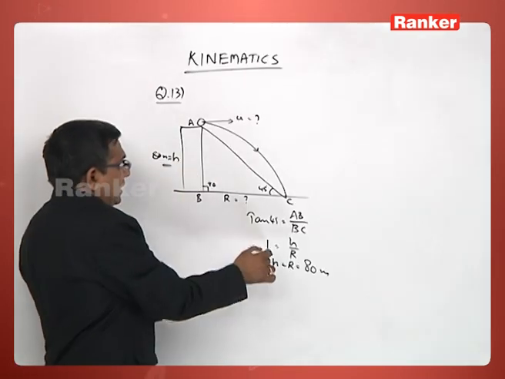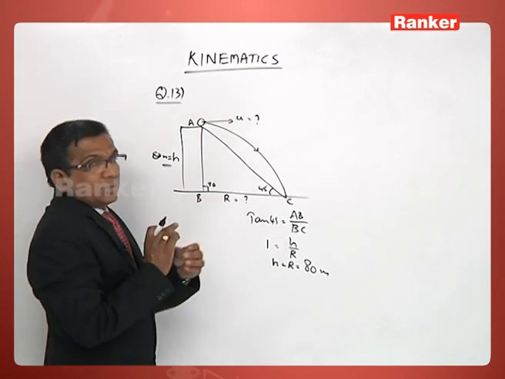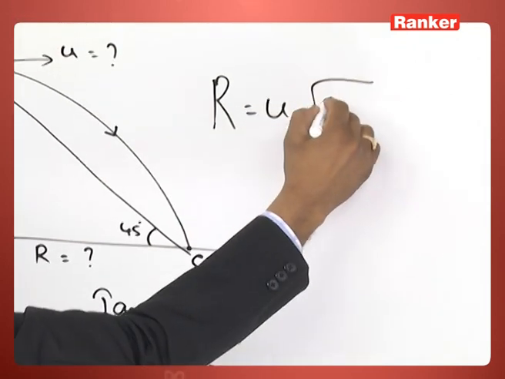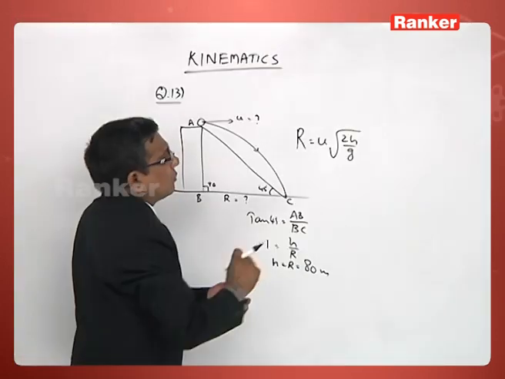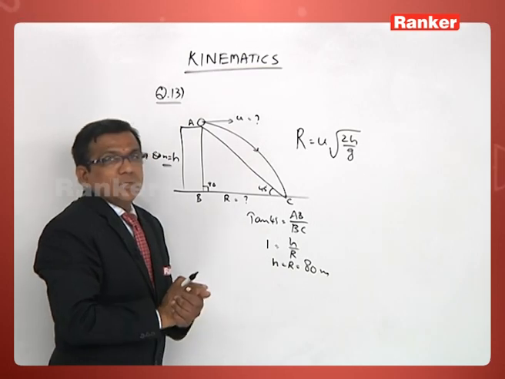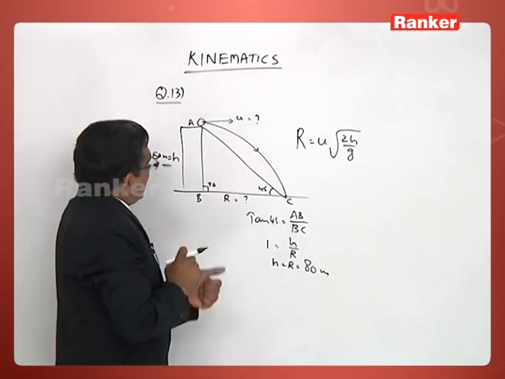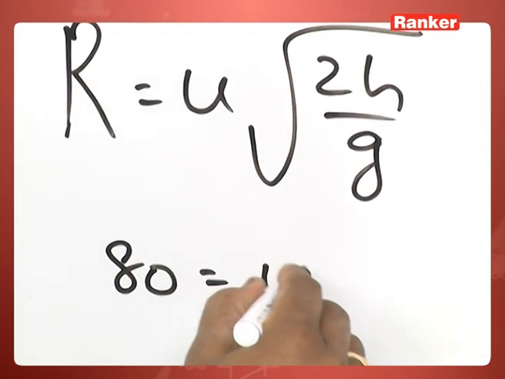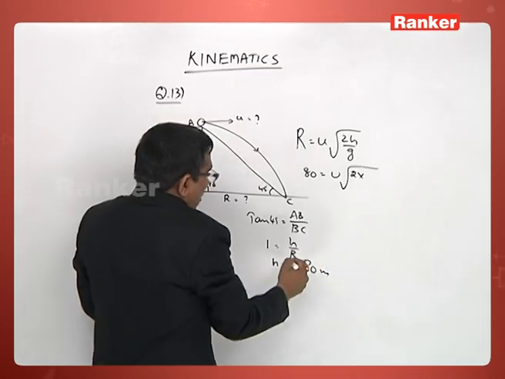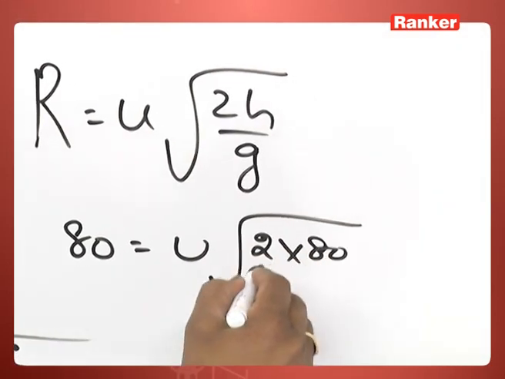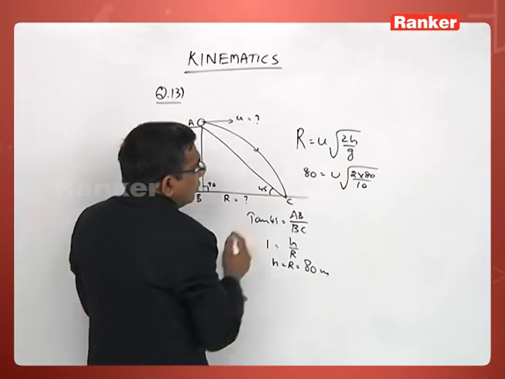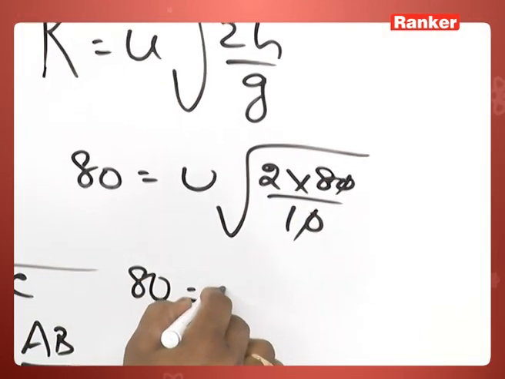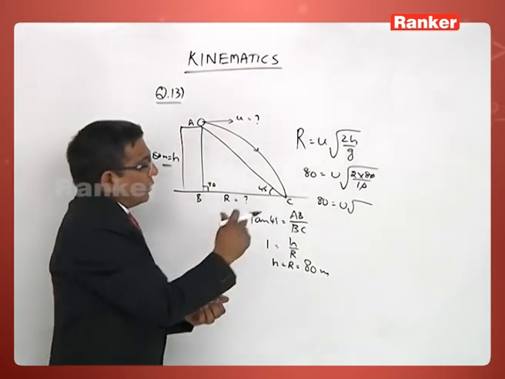So, now h and R both are the same, then what is u? The formula for range is R = u√(2h/g). In a horizontal projectile, you have to remember the formula for range. From this, as you know R and h, you can calculate u. So, range you got 80, and 80 = u√(2 × 80/g). If you take g as 10 and you simplify, you will get the answer. Here 0 and 0 get cancelled. So, 80 = u√16.